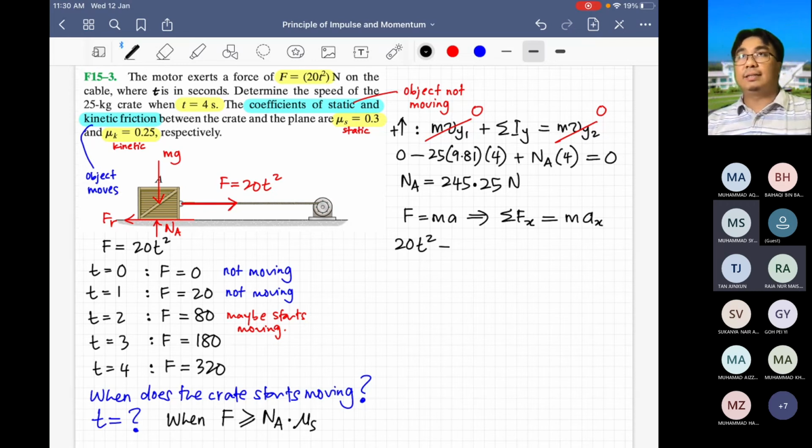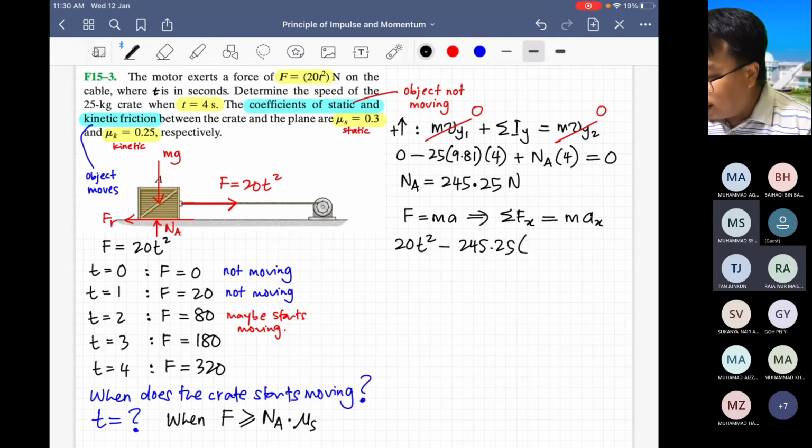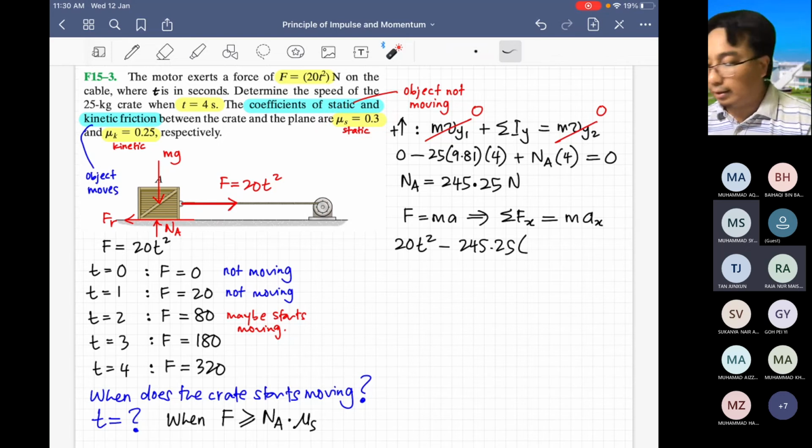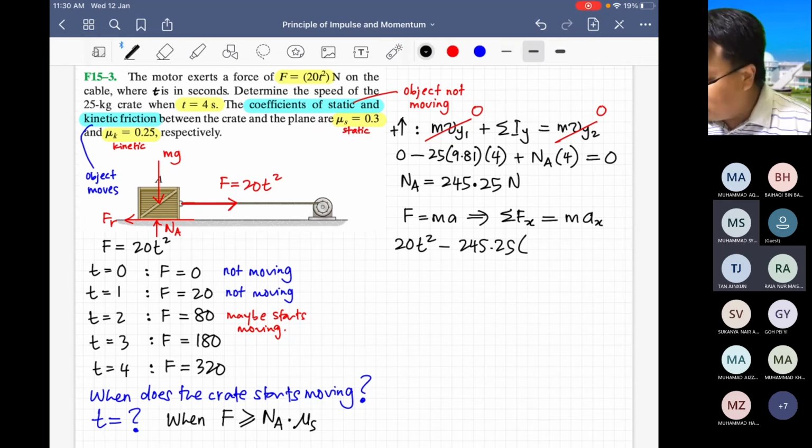So kita nak tahu what is the time yang dia baru nak mula bergerak. So masa untuk dia baru nak mula bergerak is dia masih belum bergerak lagi, tapi dia almost dah nak bergerak. So kita masih lagi gunakan static friction. So in this case kita calculate NA 245.25 darab dengan 0.3. 0.3 is the coefficient of static friction.